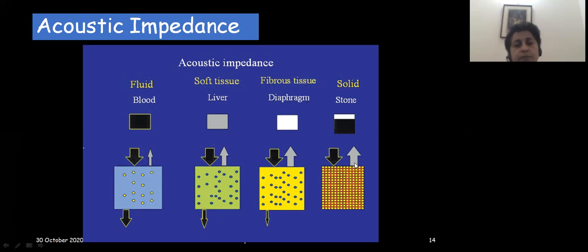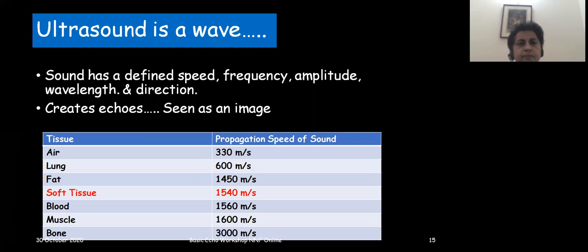They can never be absorbed or transmitted. So the images that we see on an ultrasound are seen in these various forms. Now this wave has a defined, as I've already mentioned, speed, frequency, amplitude, wavelength, and direction. It is reflected, and this reflection is seen as echoes, and that is converted into an image format.